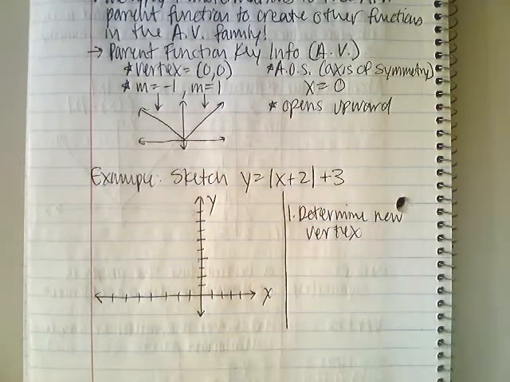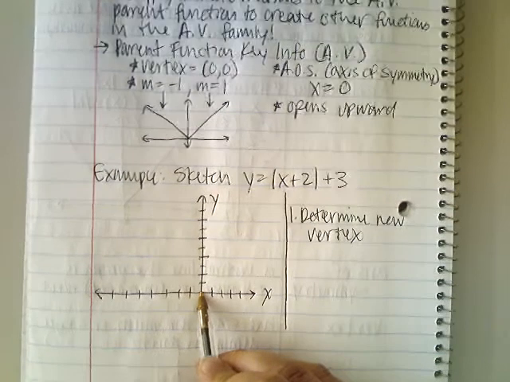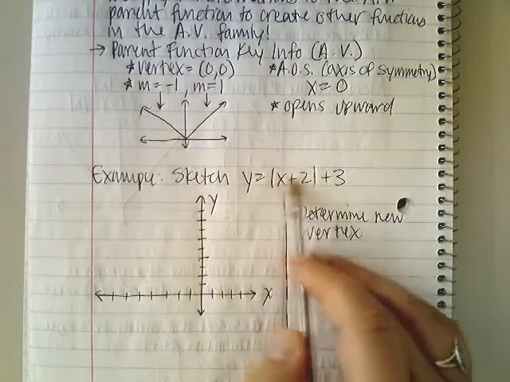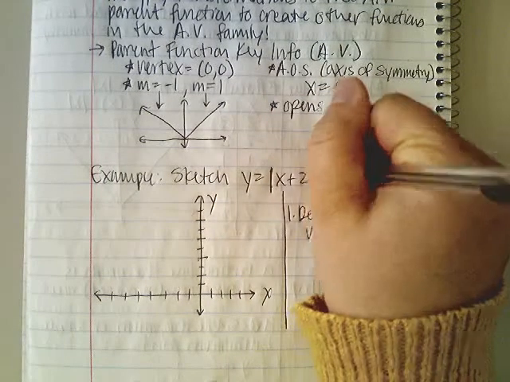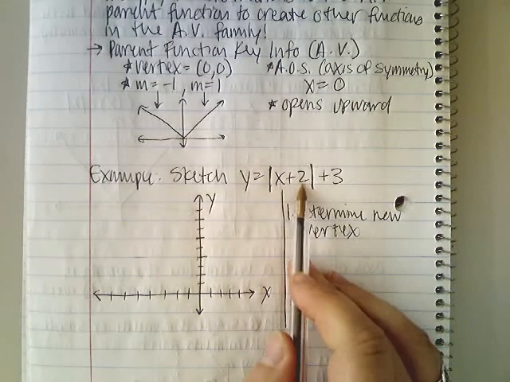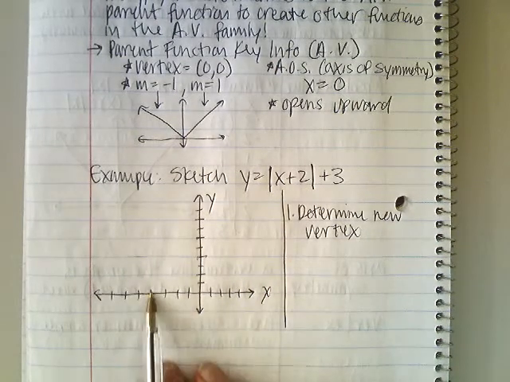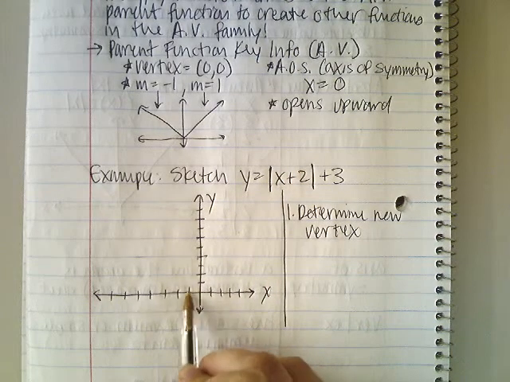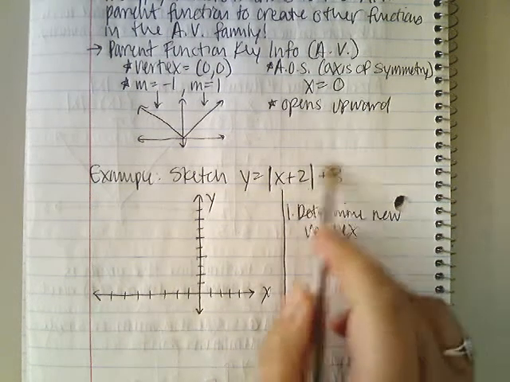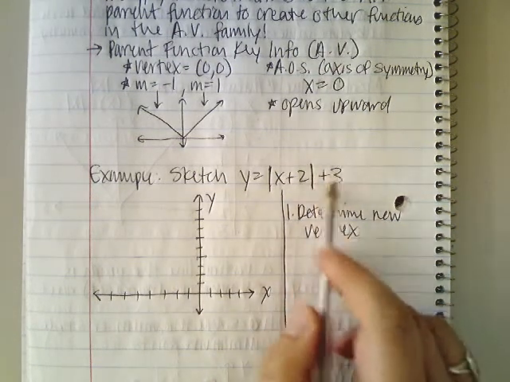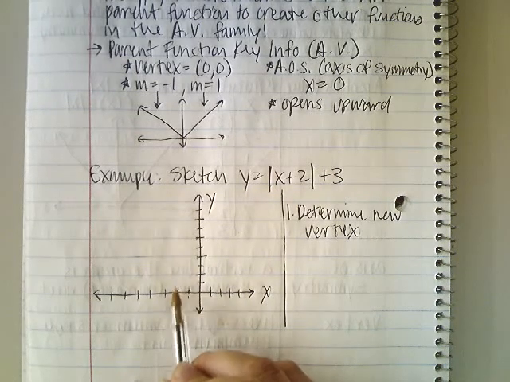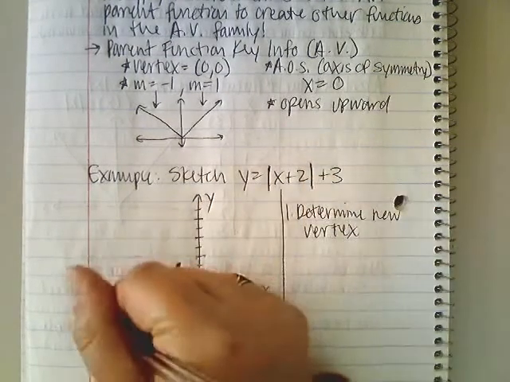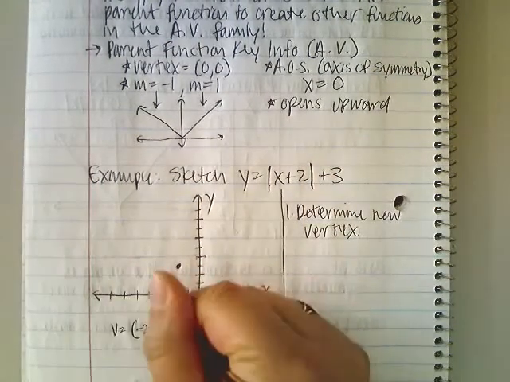Okay, so my new vertex, originally it was at 0, 0. Now I'm going to apply my transformation, so I know this is going to be a horizontal translation because it's inside the function, it's inside the absolute value, so it's horizontal. And since it's being added, I'm actually going to go in the negative direction because I do the opposite for horizontal translations. So I started at 0, 0. Now I'm going to go 2 to the left, and then this is my vertical translation. It's adding 3, so I'm going up 3. So I go 2 to the left and then up 1, 2, 3. And my new vertex is going to be at the coordinate -2, 3.